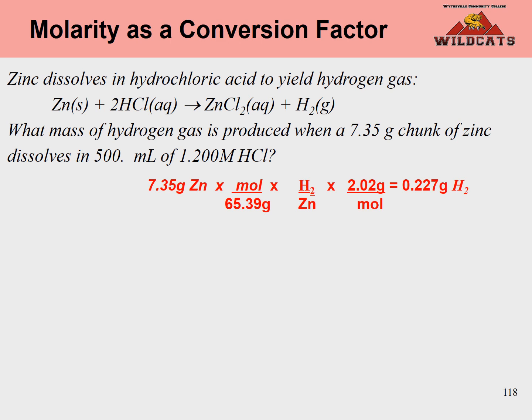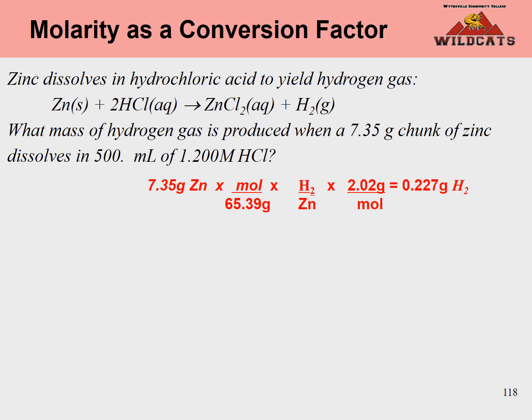So here's our grams to grams problem. Took 7.35 grams of zinc divided by 65.39, which is the molar mass of zinc. It's a mole ratio of 1:1 between the zinc and the hydrogen. Hydrogen has a mass of 2.02 grams, and 0.227 grams of hydrogen would be produced if we started with a 7.35 gram chunk of zinc and it had an unlimited amount of hydrochloric acid.